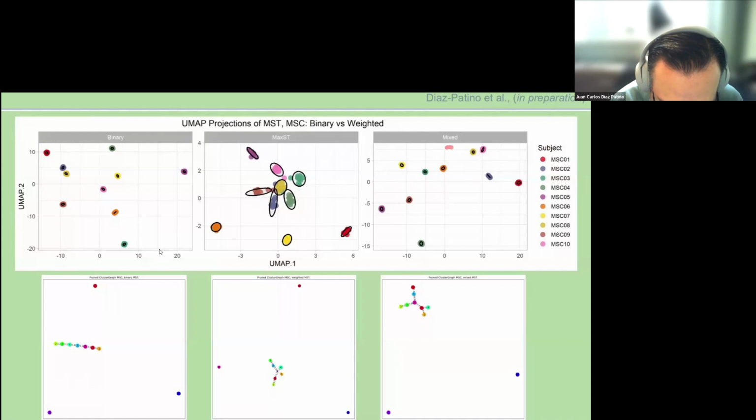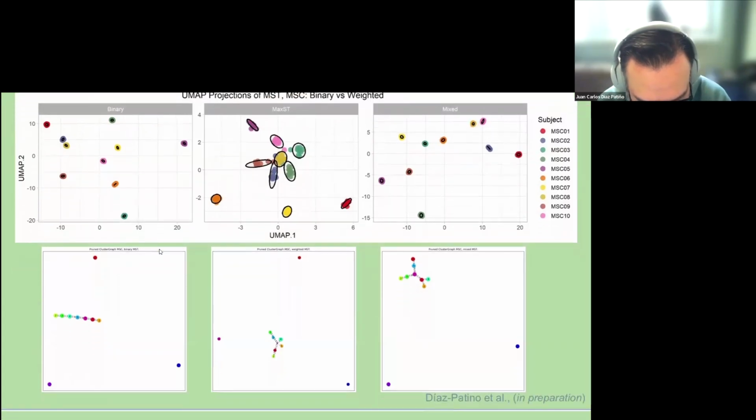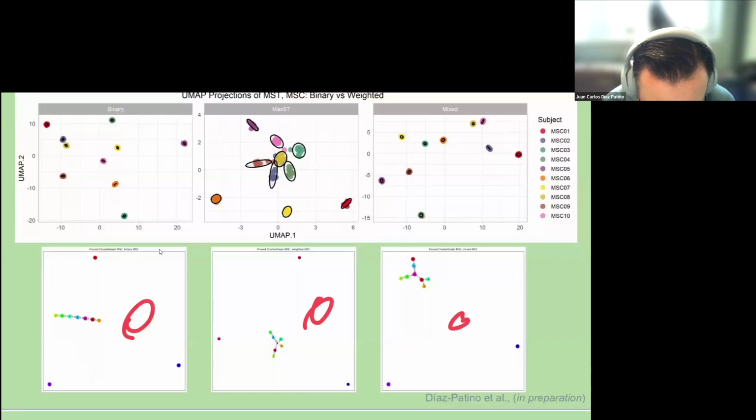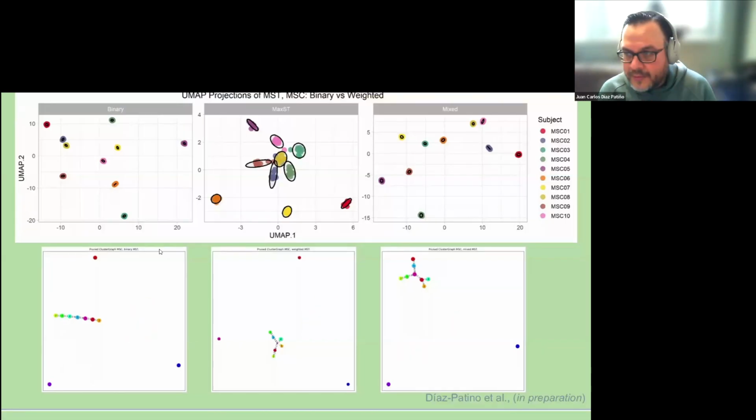And the mixed, we tried to analyze this. That is just the concatenation of the two vectors, the binary vector and the weighted vector. And we have three images. This was a suggestion of Pavel because graphs, and I wanted to explore the projection of these high-dimensional datasets using the cluster graphs.